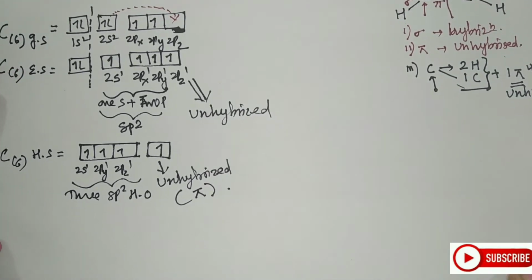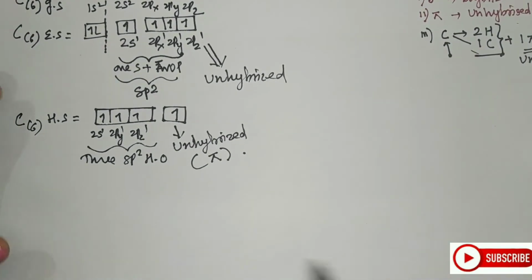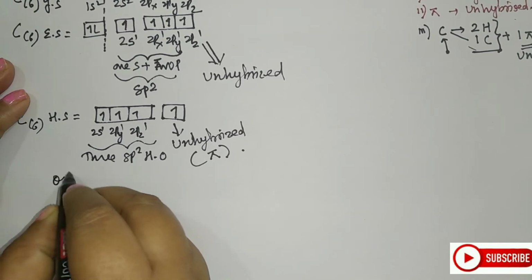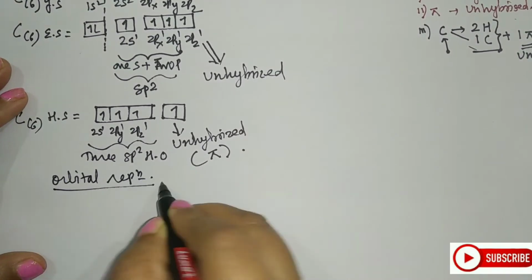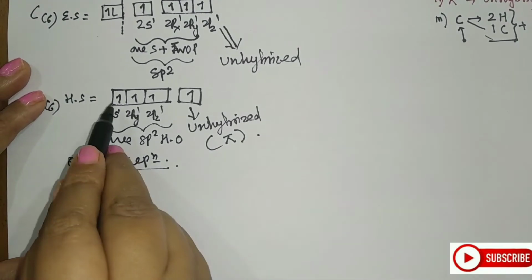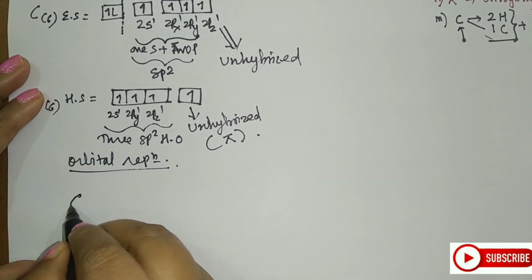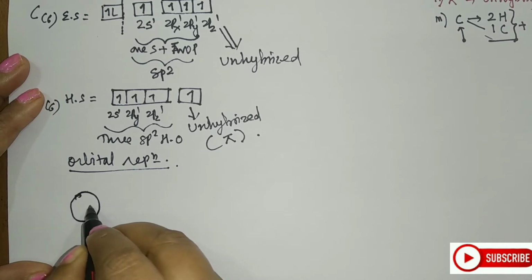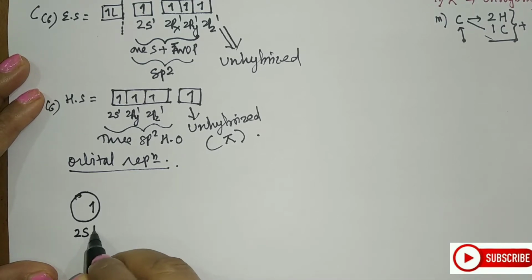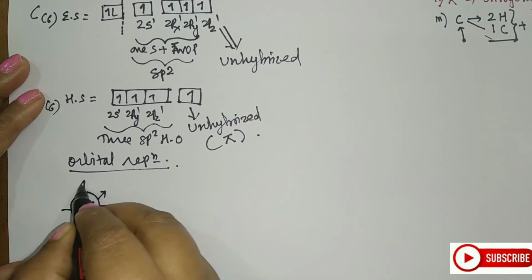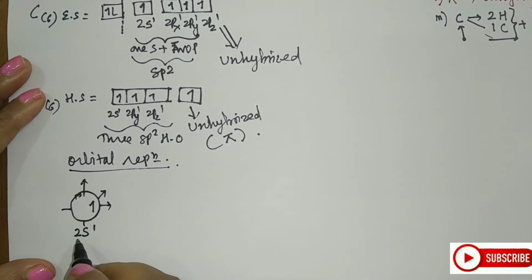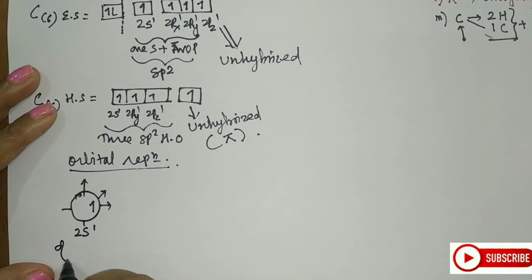Right, students? Now let us see what the orbital representation will be. The orbital representation for this we can draw. I have the first orbital as s. I will draw this as the first one, that is your 2s1 electron here. This is the 2s1 of the carbon atom.